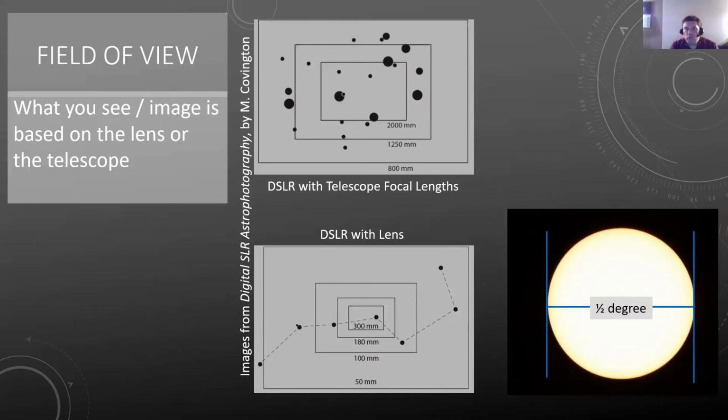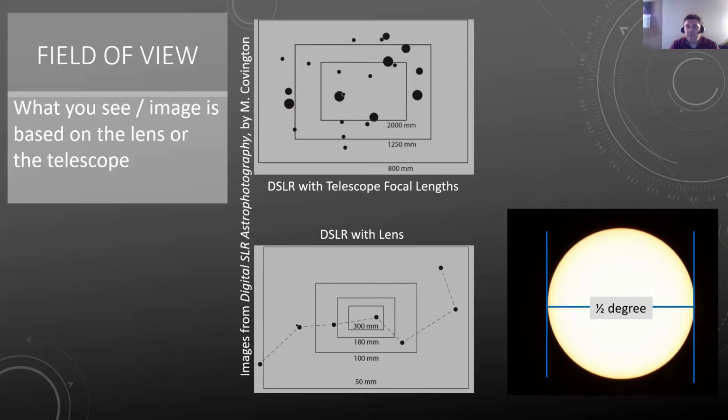I got one image from a book about astrophotography. Two charts here showing asterisms are from the Digital SLR Astrophotography book by Michael Covington.